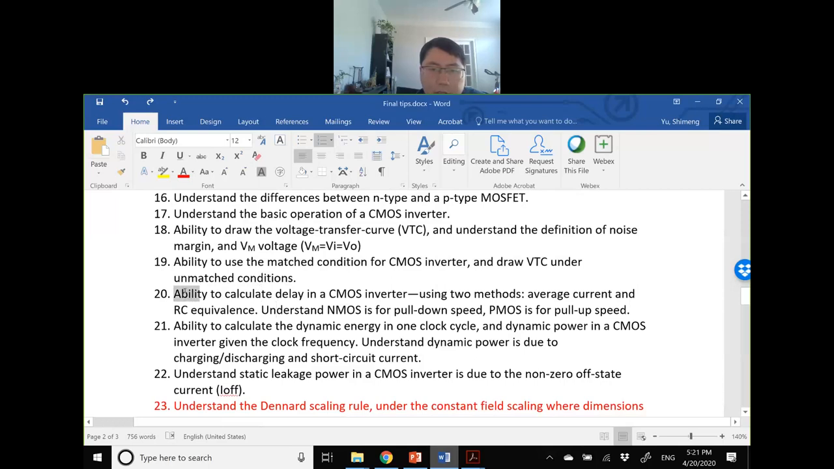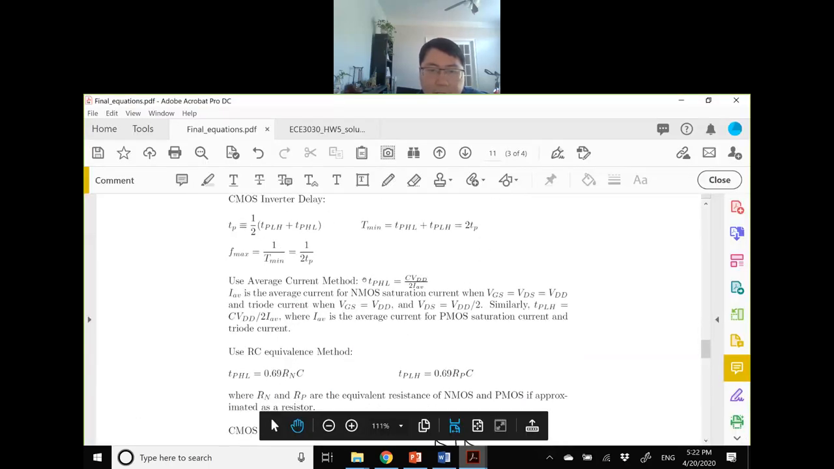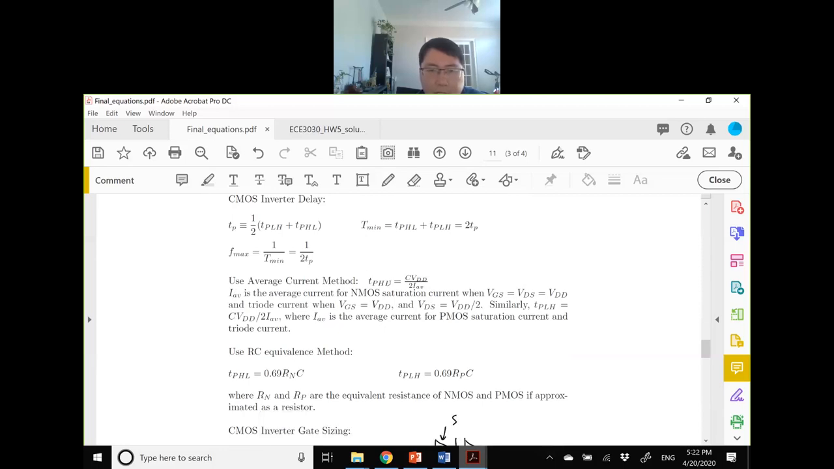And then calculate the delay of a CMOS inverter. So there are two methods. One is the average current, and one is RC equivalence. In the average current method, for the high to low transition, which is the NMOS pull down, the delay is C VDD divided by 2 and I average. The average current is the average between the initial and final points.